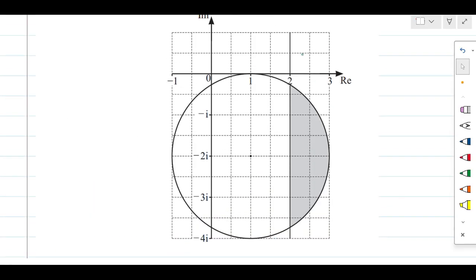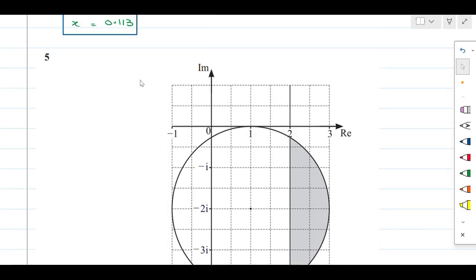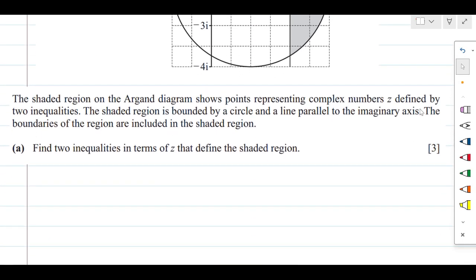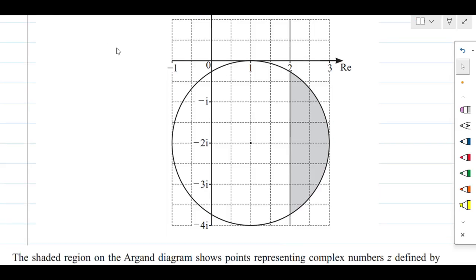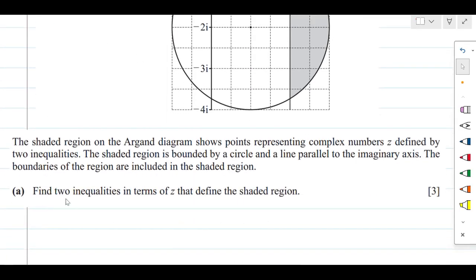By the circle and the line which is parallel to the imaginary axis. This is your real axis and this is my imaginary axis, right? The boundaries of the region are included in the shaded region. You can see this boundary and this boundary are both included. Part A: find the two inequalities in terms of z that define the shaded region.